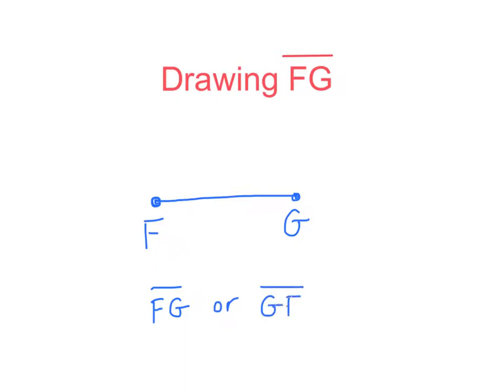Now let's draw line segment FG. I start by drawing my 2 points, point F and point G. Now because this is a line segment, these are actually called endpoints because my line segment will start at F and end at G. And I can call this either line segment FG or I can call it line segment GF.